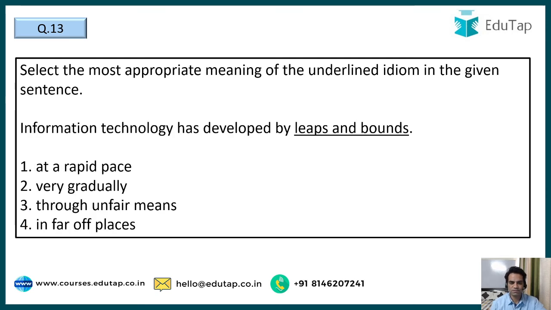Next question, guys, we have to find the correct meaning of the underlined idiom. The question is, information technology, IT has developed by leaps and bounds. So what is the meaning of leaps and bounds? At a rapid pace, very gradually, through unfair means, or in far off places. So by leaps and bounds means very rapidly, to grow at a rapid pace. The correct option is option number 1. It means at a rapid pace. So that is the correct option here, guys.